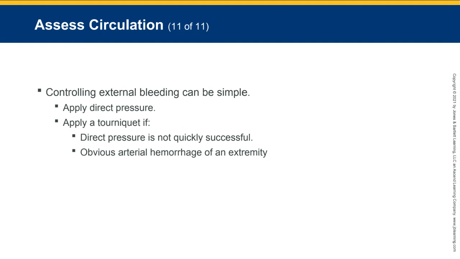Controlling external bleeding can be simple. Apply direct pressure using your gauze, and you roll a bandage. And if that doesn't work, if your protocol allows and you have been properly trained and you think it is indicated, apply a tourniquet. If direct pressure is not quickly successful, or if obvious arterial hemorrhage of an extremity is occurring, then you may have to apply a tourniquet, but it must be within your protocols, and you must be properly trained to do it.